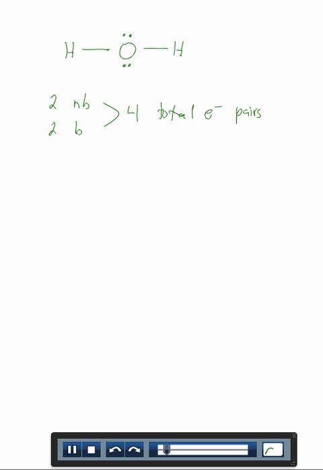Let's consider the water molecule, which has the following Lewis dot structure. Now there are 4 total electron pairs around oxygen, 2 non-bonding electron pairs and 2 bonding electron pairs, and so that gives 4 total electron pairs.